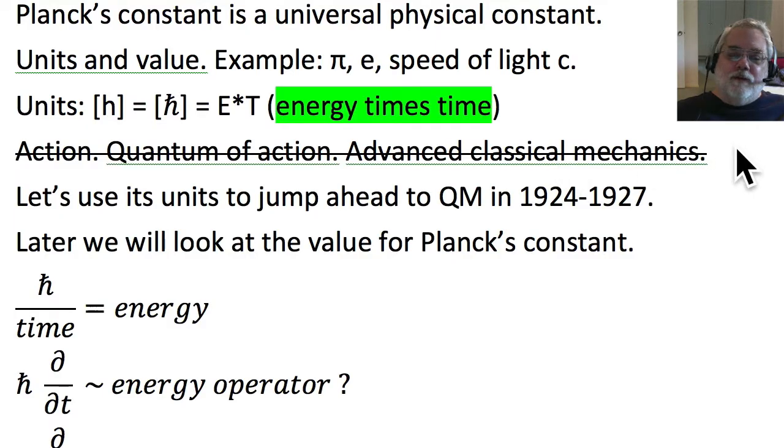So instead of dwelling on what is action, we're going to try and figure out, well, what could an energy times a time be? We're going to do that by jumping between 1901, Planck's constant, and the development of quantum mechanics in 1924 to 1927. I'm going to tell you things that are true, but I'm not going to prove them, and I'm not going to develop them the way a book will.